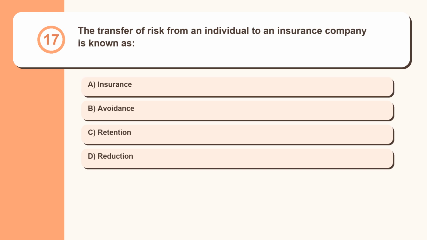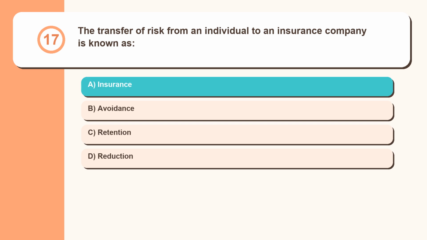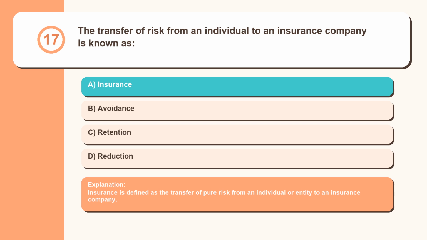Question 17. The transfer of risk from an individual to an insurance company is known as: insurance, avoidance, retention, reduction. Insurance is defined as the transfer of pure risk from an individual or entity to an insurance company.